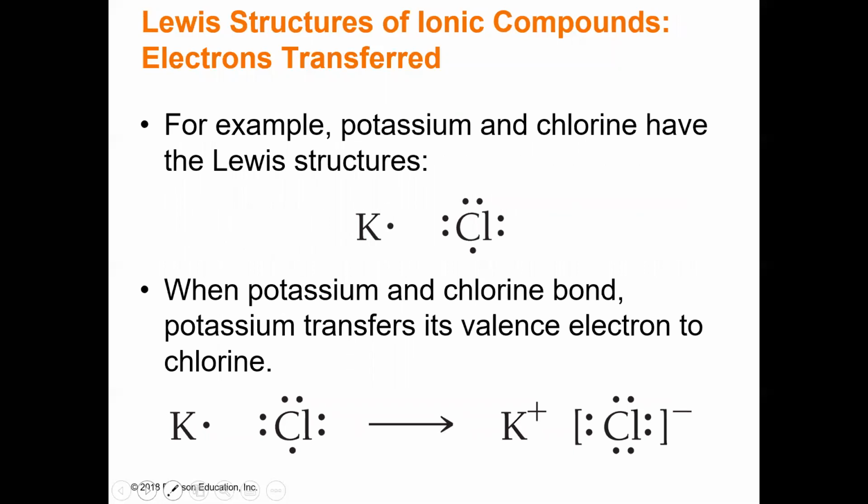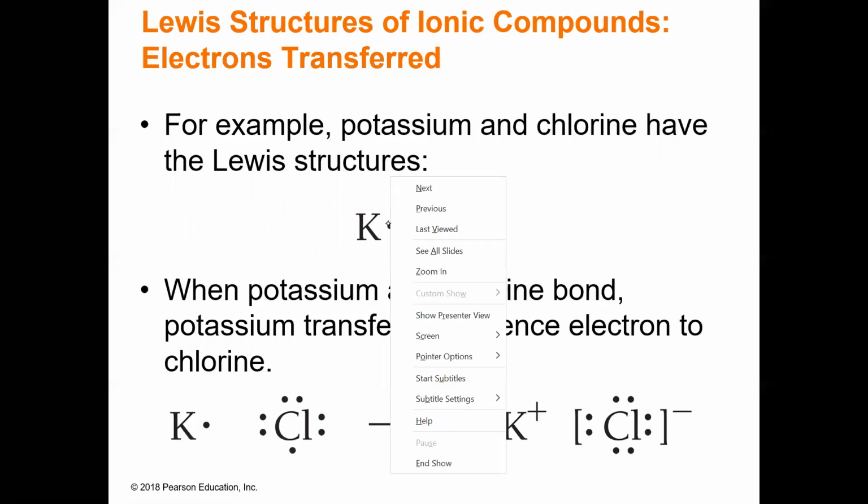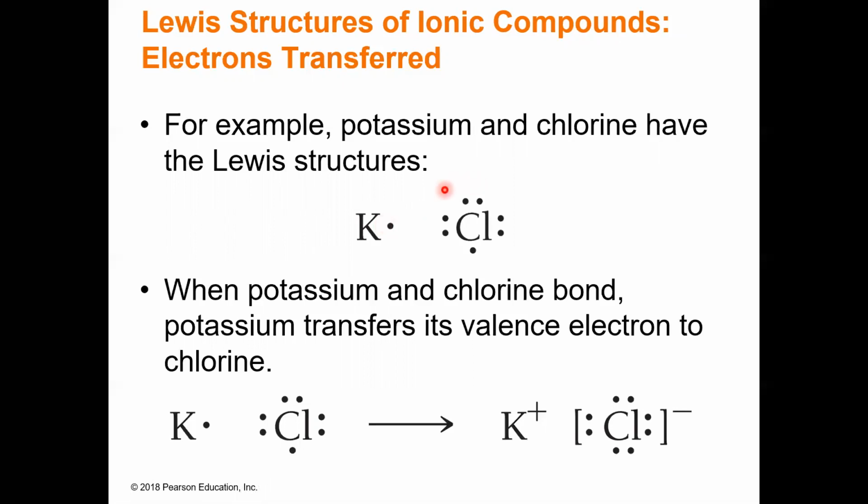So let's look at an example of elements that form an ionic compound. So if we have a potassium element, which is shown here, and we also have a chlorine element, which is shown here, we know that potassium has 1 valence electron, so we represent that with a 1 dot structure. And for chlorine, we know that it has a total of 7 valence electrons. So it has a total of 1, 2, 3, 4, 5, 6, 7 electrons in its Lewis dot structure.